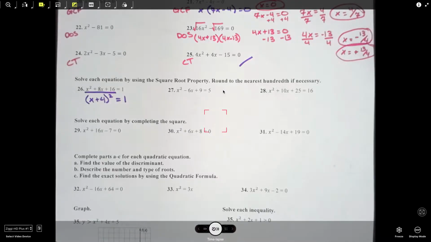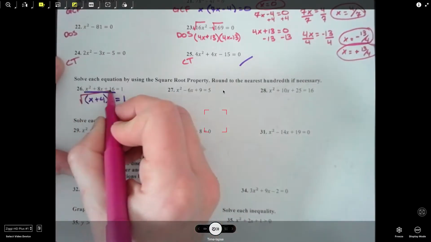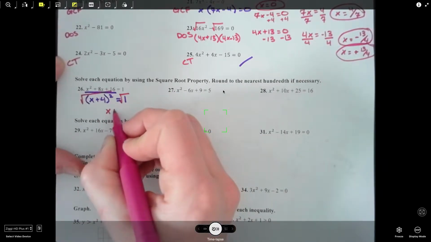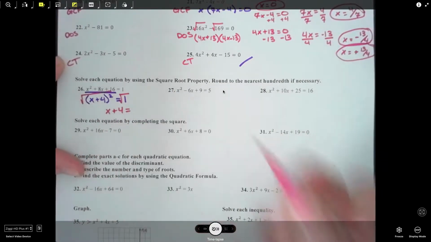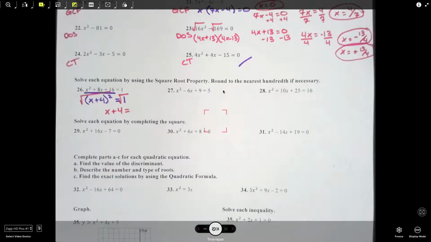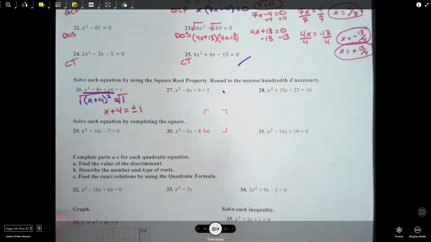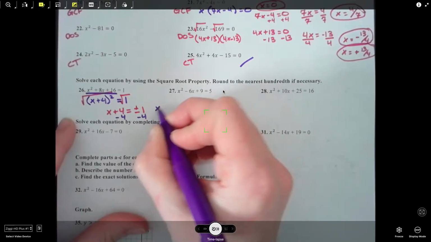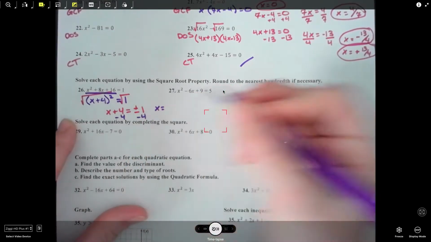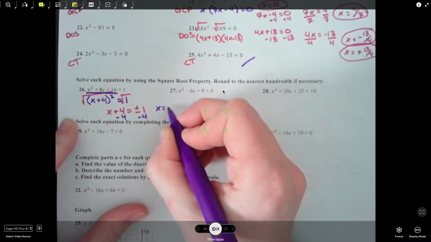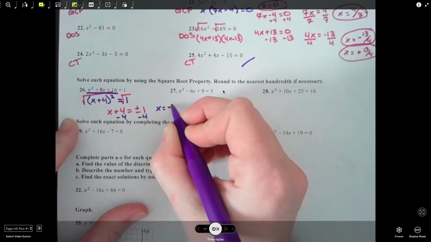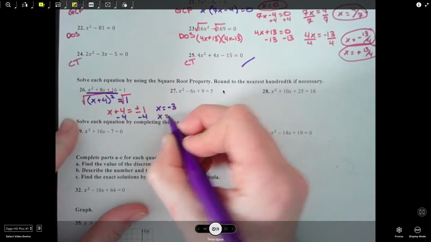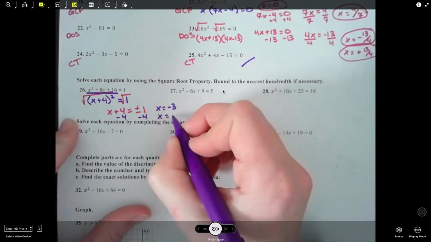Then what? Do the square root. So x plus 4 equals, what's the square root of 1? What times itself will give you 1? 1. This is positive and negative 1. And then what? Minus 4, minus 4. So x equals 1 minus 4, which is negative 3. And x equals negative 1 minus 4, negative 5.